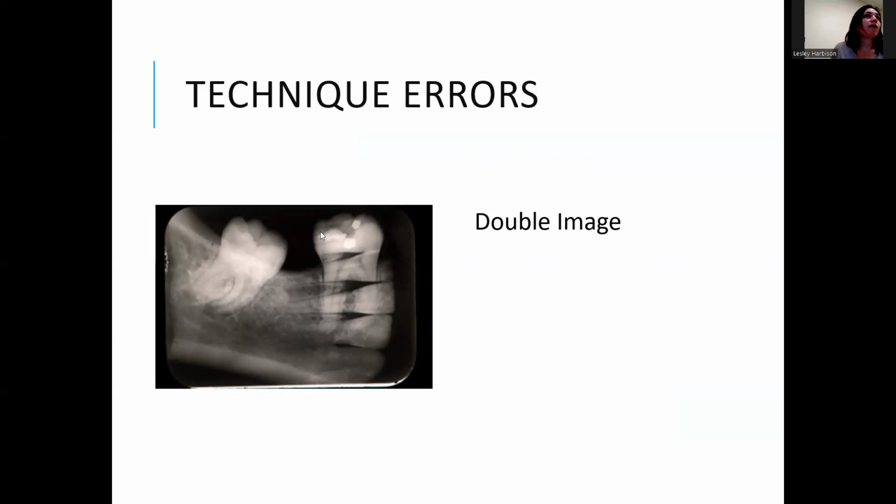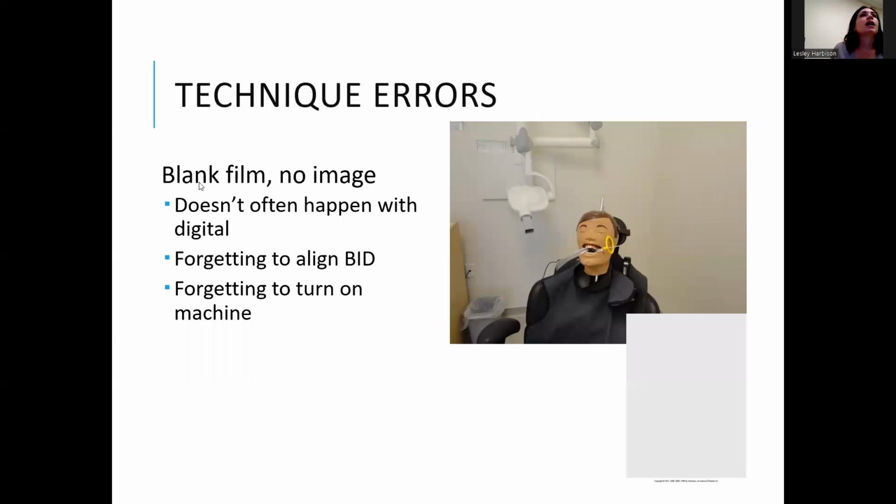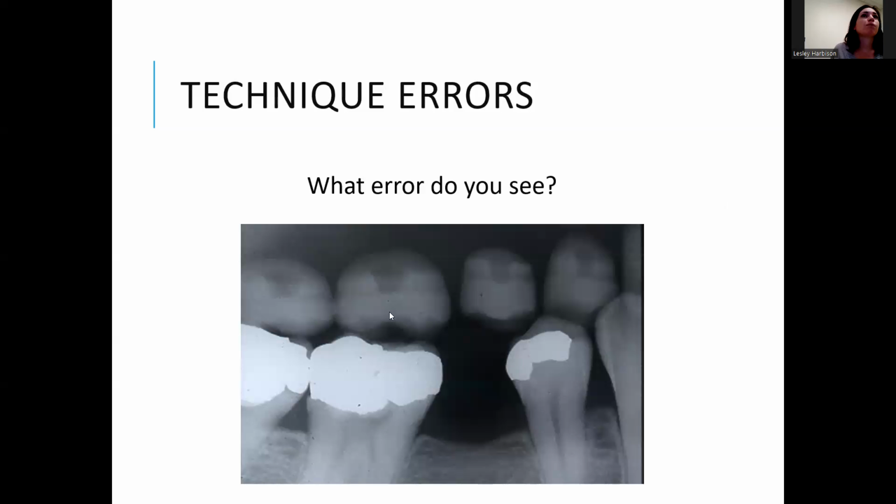A double image. They took a molar shot and a lower anterior shot on the same film, so they exposed it twice. This is a cord. Some of you have already seen this because your cord got in the way of your digital image. This won't happen with a traditional film. This only happens with digital film. If there's a blank film or no image, then a couple things happen. You forgot to align your BID, or you forgot to turn the machine on, or perhaps your sensor is backwards. So those are reasons why you just get a blank film.